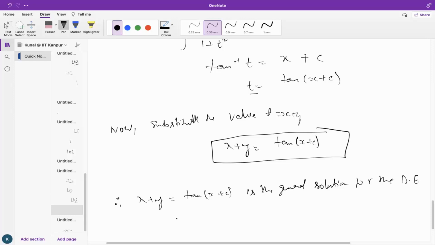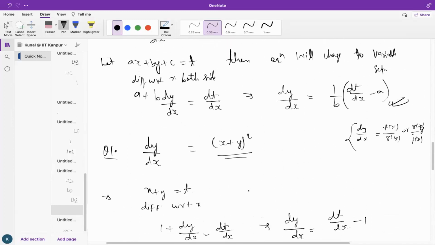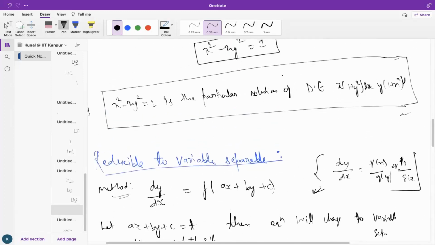Which differential equation is ours? dy by dx is equal to (x plus y) whole square. Okay, so this is not a particular solution because a limit is not given here. So actually this is our general solution. This is the method which is known as reducible to variable separable.